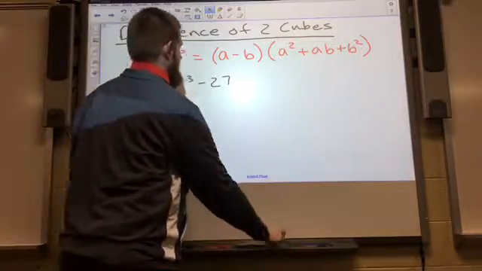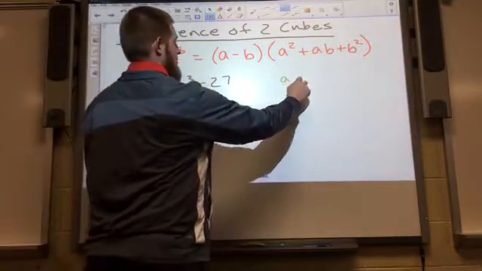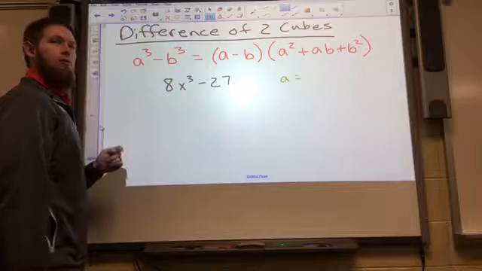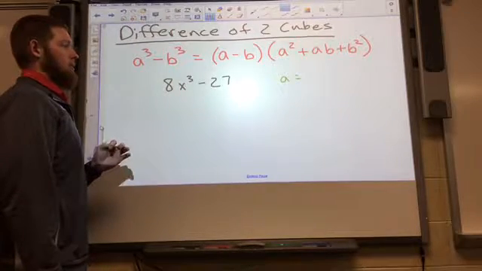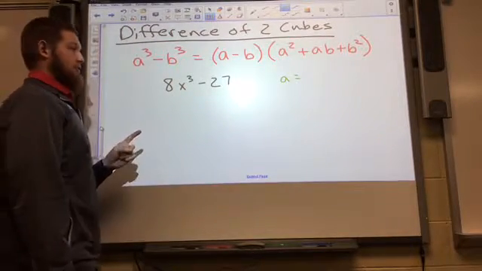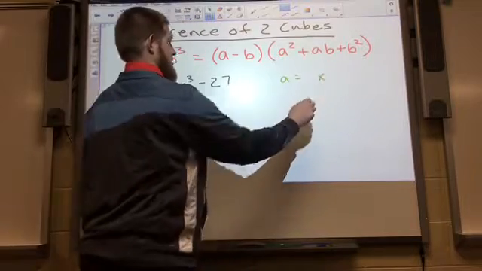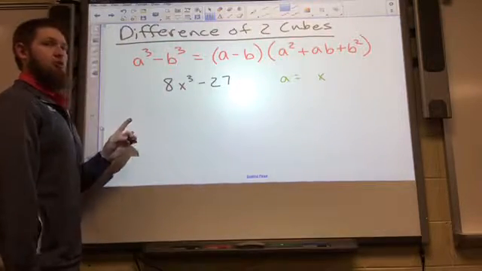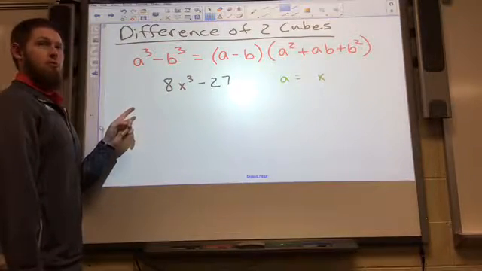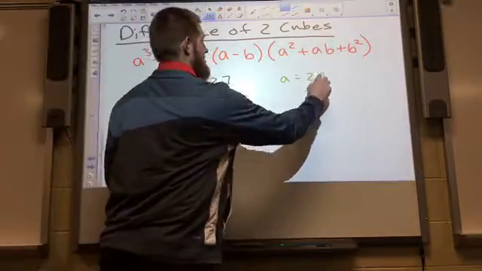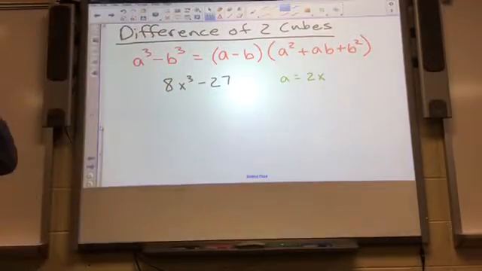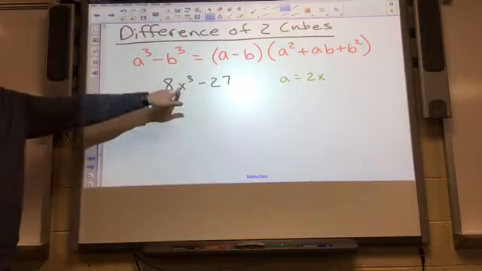Okay, so Lorelai, what is my A here? Careful. Yeah, I agree with the x part. I don't agree with the 8 part. You got to cube root that also. So it's 2. Yep. So your A is actually 2x. Does that make sense? Cube root both of those numbers.